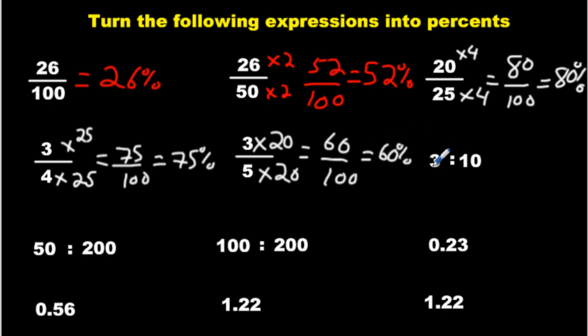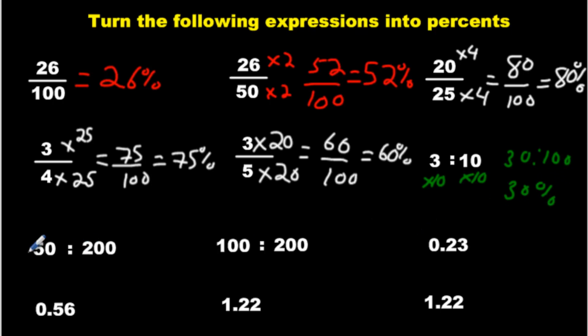How about 3 to 10? Ooh, what's this? This is a ratio. Yeah, we can do that. That's okay. We can change that. We can do times 10 and times this by 10. What does that turn into? It's going to be 30 out of 100, which is, yeah, 30%.